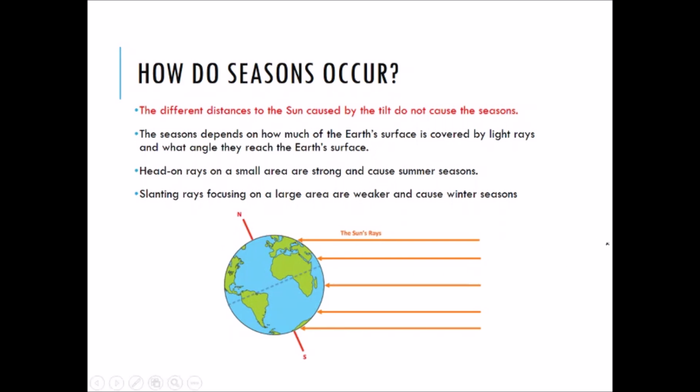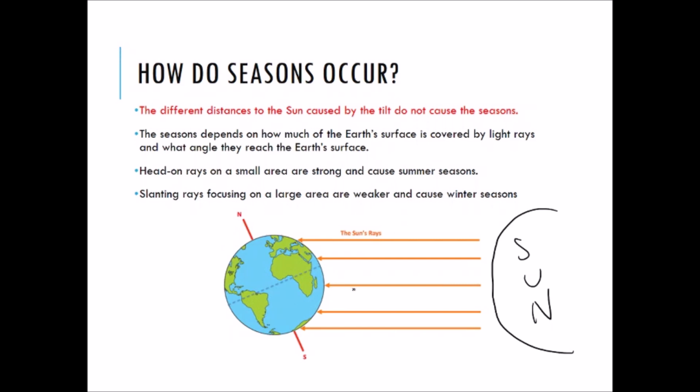So I've just shown you here in a simple image how the sun would be here. This is the sun, and the sun rays would hit here. So the seasons depend on how much of these light rays hit the Earth. So head-on rays, these would be a head-on ray around here.